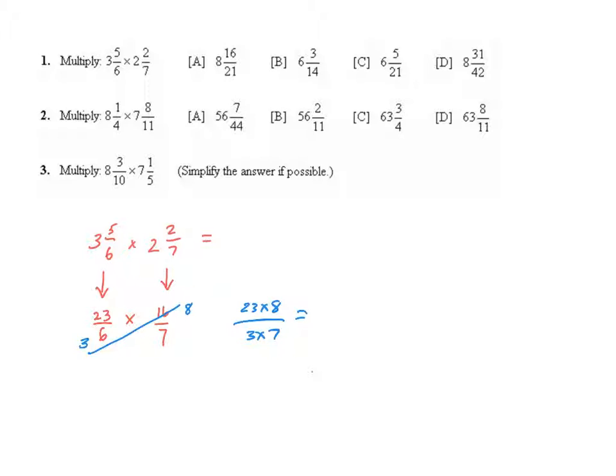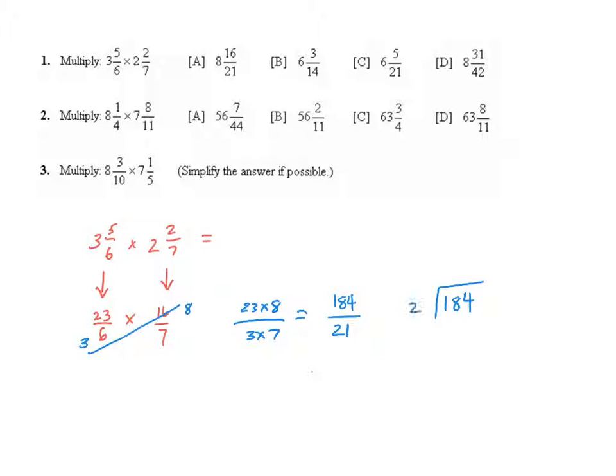23 times 8 would be 20 times 8, 160, plus 3 times 8, 24. That's 184, and then over 21. We need to simplify this by changing it to a mixed number.